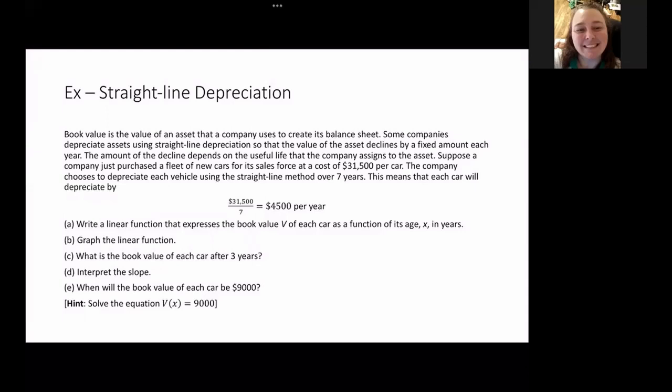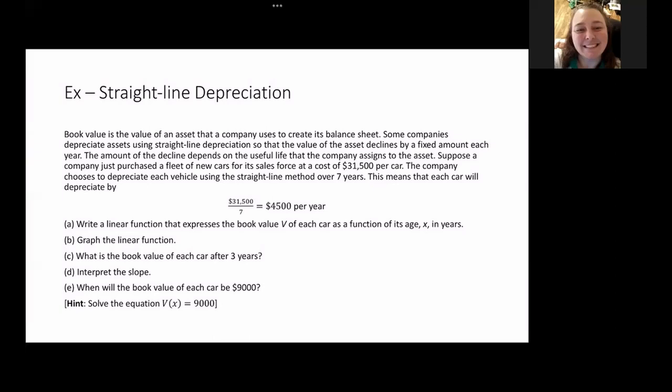Suppose a company just bought new cars for its sales force. It paid $31,500 per car. Apparently really nice cars, nicer than my car. Anyway, the company is going to say that it is going to lose value using a straight line method over 7 years. So it is going to depreciate from $31,500 to be worth $0 in 7 years. So the depreciation is it's going to lose $4,500 every year.